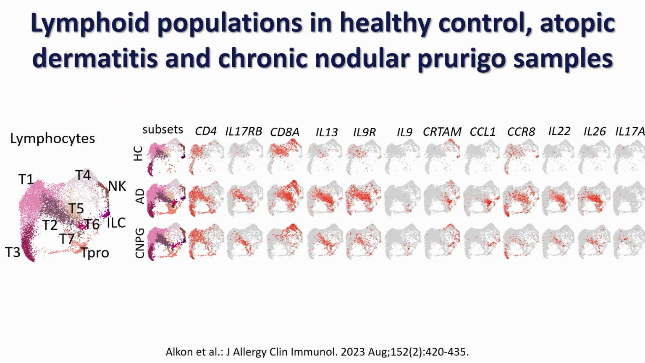But when you went through all of these steps, you have very nice data sets in a two-dimensional space where you can very easily look at various markers that are being expressed in lymphocytes, for example. You can compare healthy control skin with atopic dermatitis or chronic nodular prurigo, as in this instance, and you can very nicely plot all your markers and compare those conditions and see, for example, that in AD you have maximum production of interleukin 13 and interleukin 22.